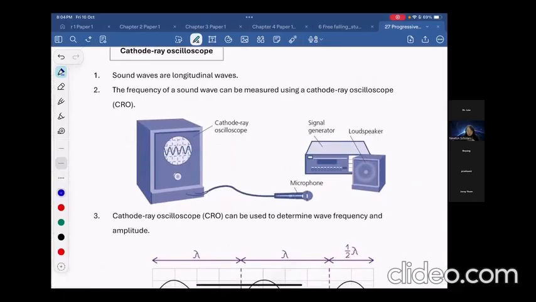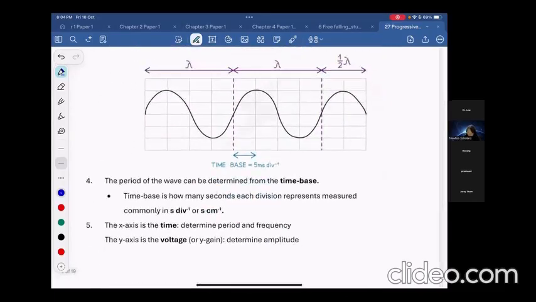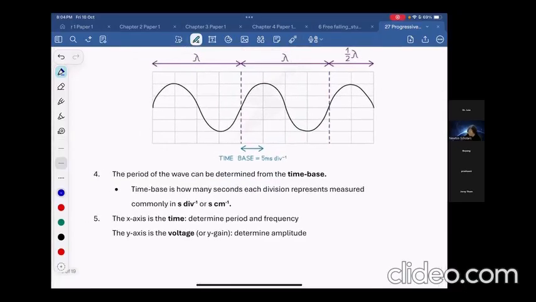Oscilloscope. An oscilloscope can display the pattern of the wave. The x-axis is the time. From the time we can determine the period. From the period we can determine the frequency, because frequency is 1 over the period. Okay, the y-axis, this part, can determine the amplitude.